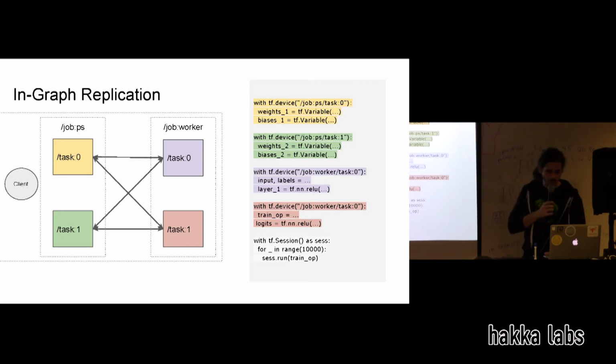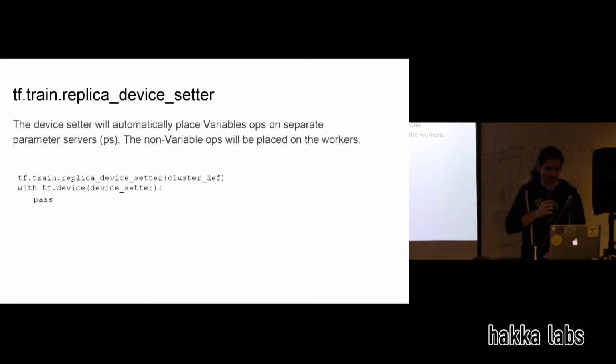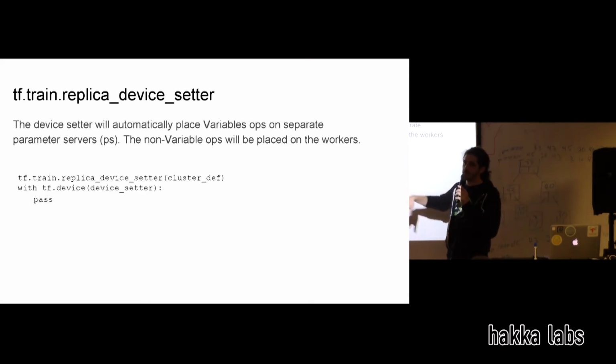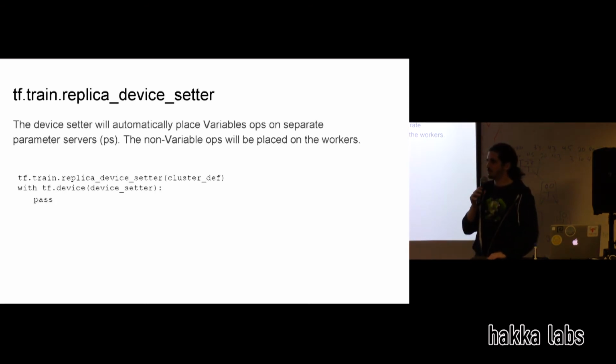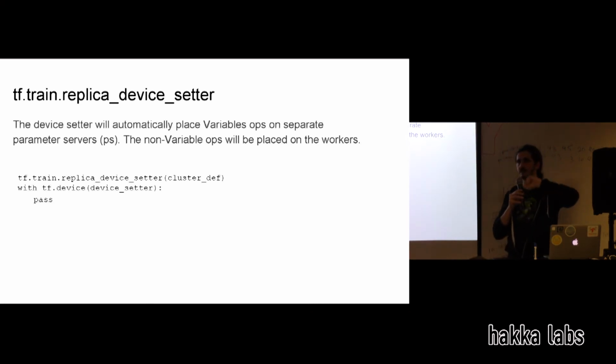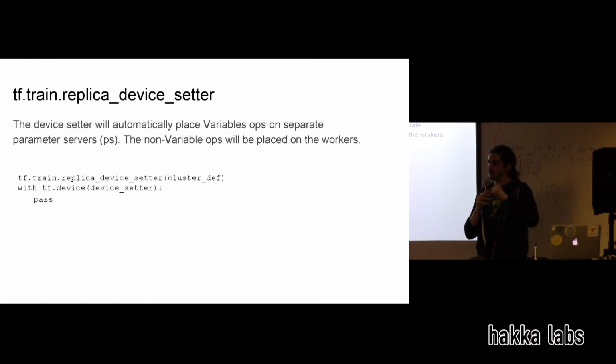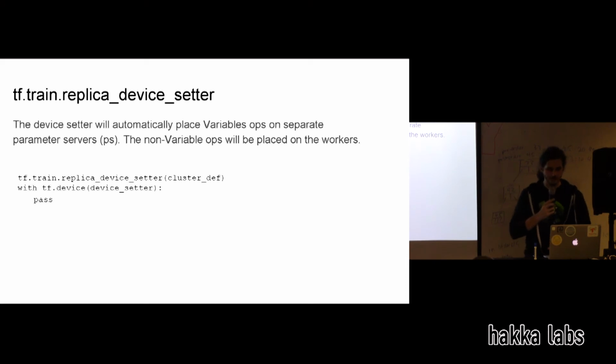What you want to do instead is just use a very simple strategy, and it is the replica device setter. Given a list of tasks in one of your parameter servers, for example, it will assign one variable to a different task in sequence. So variable 1 to task 0, variable 2 to task 1, variable 3 to task 2, variable 4 back to task 0. So, a round-robin fashion assignment.